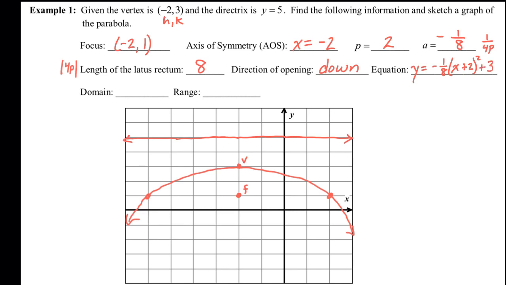Now your domain on this graph is negative infinity to infinity, and your range is from bottom to top, which is negative infinity. Now the directrix is not actually part of your graph. What we are finding the domain and range of is this curve. The directrix is not part of that curve. So that means our range goes up to a y value of 3. So we have negative infinity to 3. That's where the vertex is located, which means that is going to be a bracket.